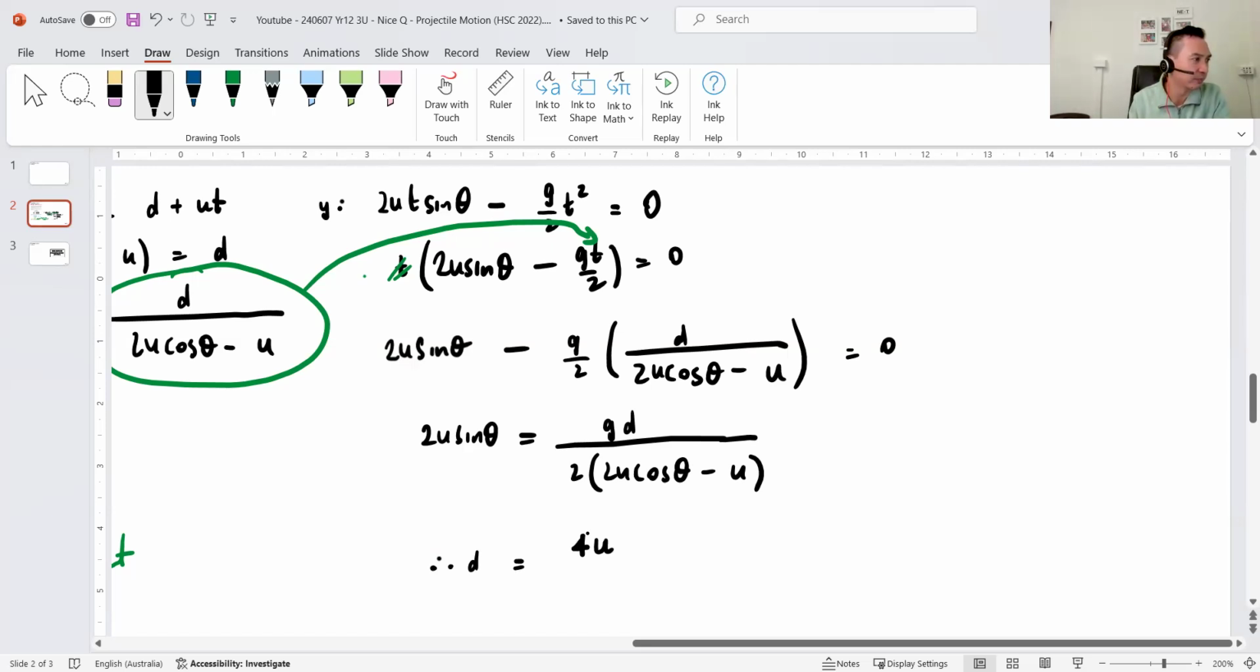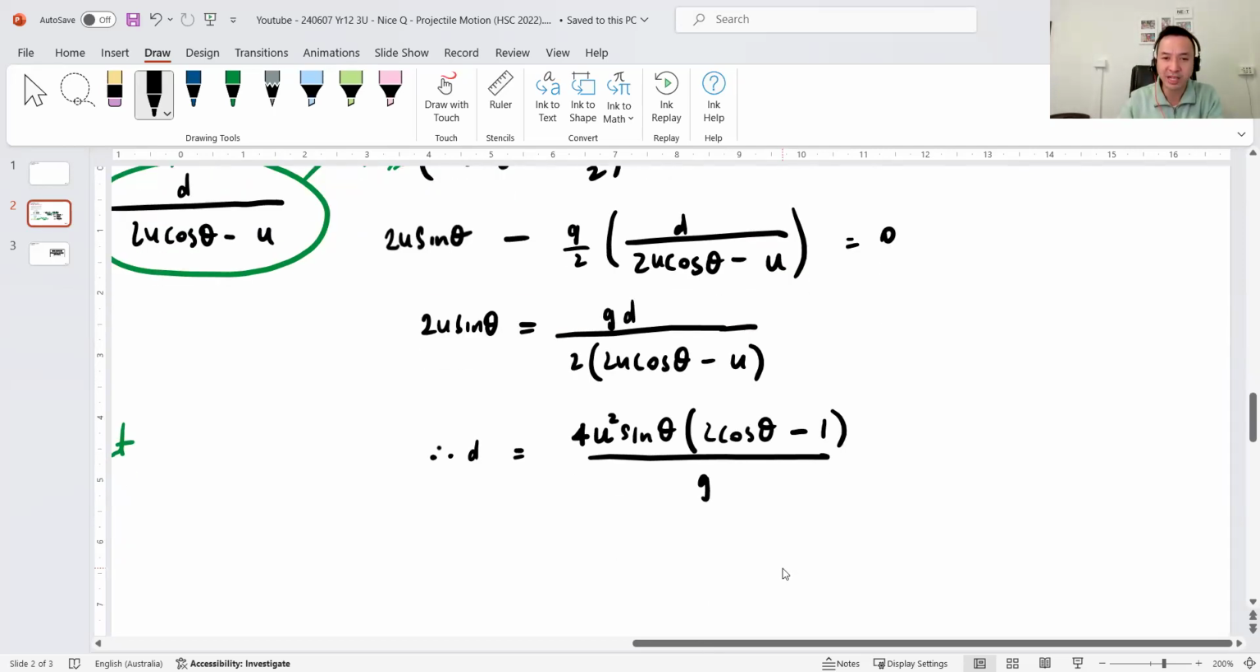4u sine theta, bracket 2u, oh, actually I can take out u from both of these. So let's do that first. So 4u squared then, 2 cos theta minus 1, all over g. Yeah, that looks about right.